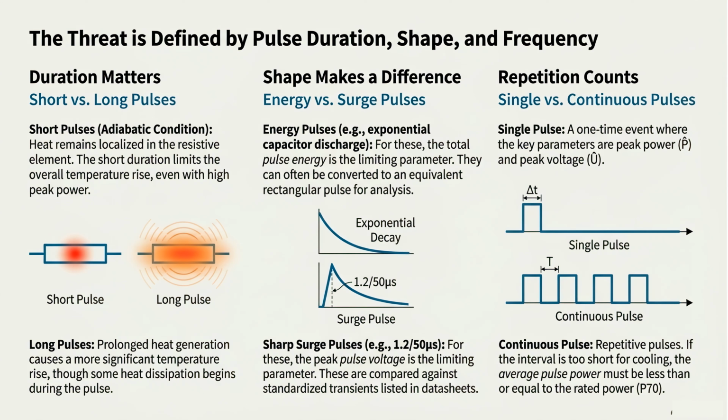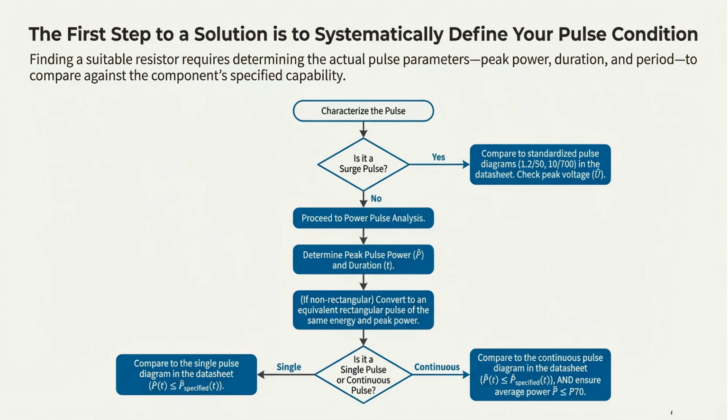The threat is defined by pulse duration, shape, and frequency. Short pulses localize heat, while long pulses cause a greater temperature rise. Pulse shape determines if peak power or total energy is the limiting factor. Repetitive pulses require considering the average power. The first step is to systematically define your pulse condition.